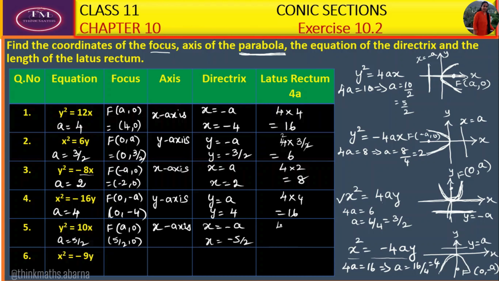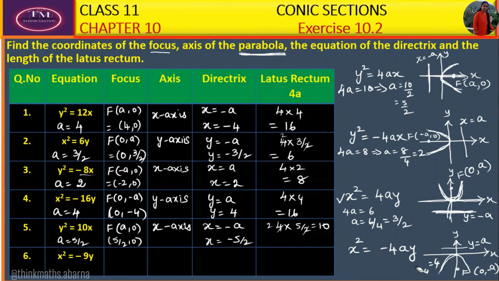What is the latus rectum? 4 into 5 by 2. So 1 2's, 2 2's are 4. It is 10. Okay. So latus rectum is 10. Next one is x square equal to minus 9y. So here you have the y term on the right side. So with the parabola, we have to go for this parabola.